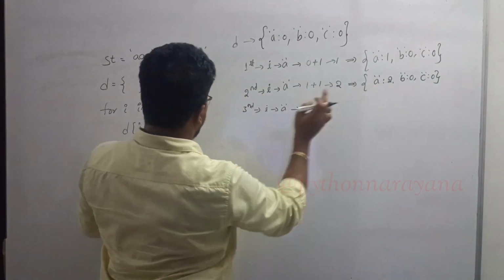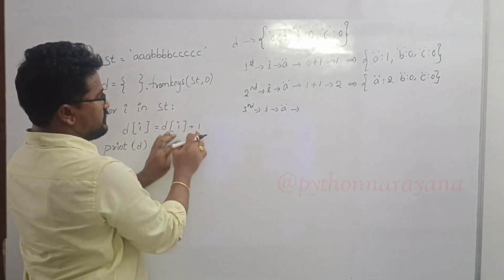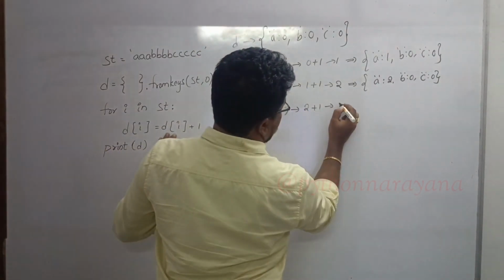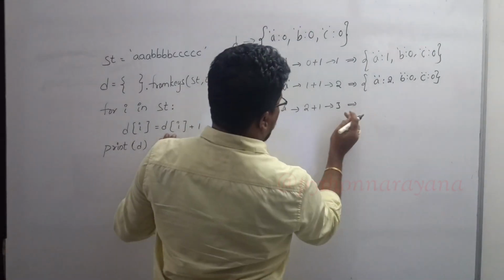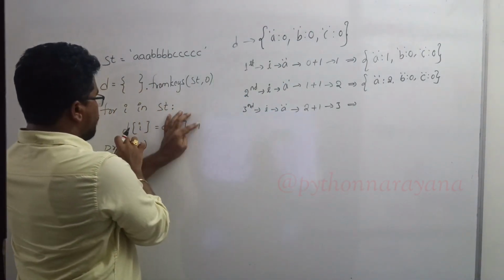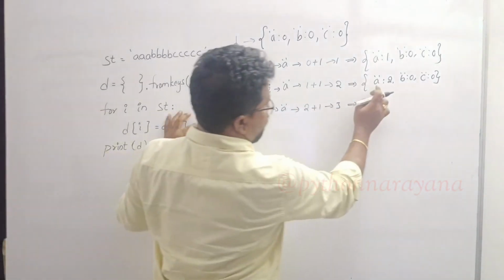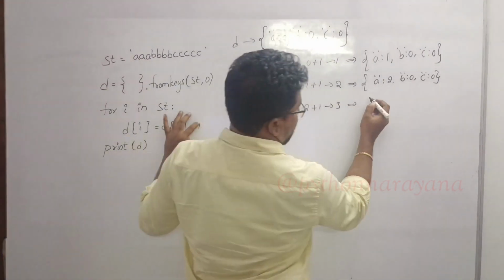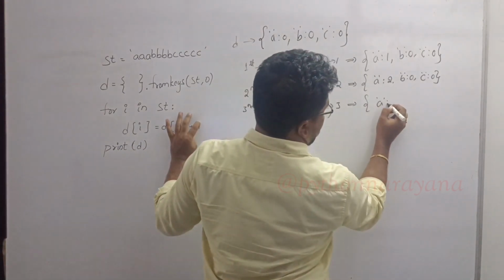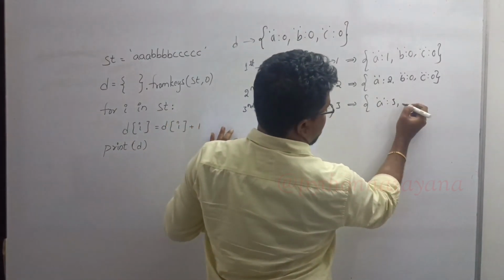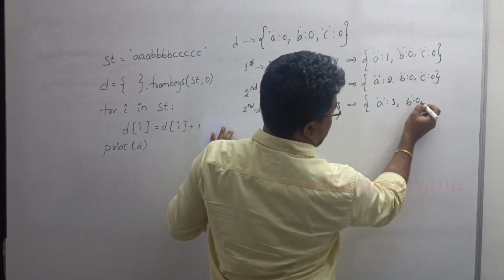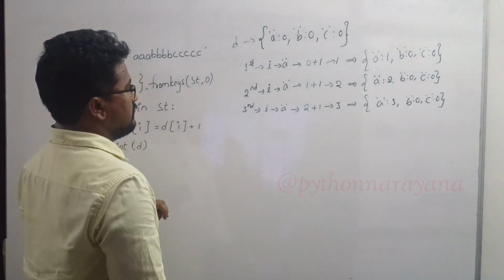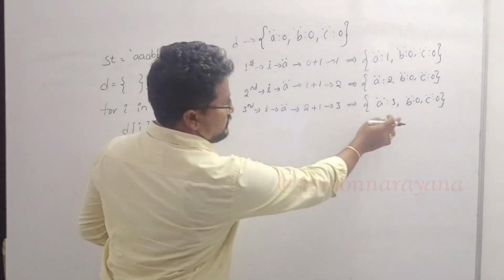But now what is d of A? 2, right? So 2 plus 1, how much? 3. So 2 plus 1 is a 3. Now the 3 assigned to which one again? D of A. All D of A, what is the value? 2. The 2 updated by this value 3. That means A 3 will come. Then B 0 and C also 0 like this. That is the end of iteration 3.